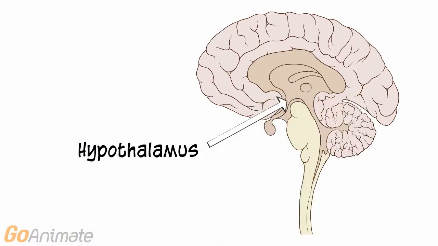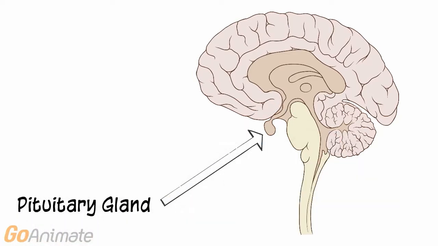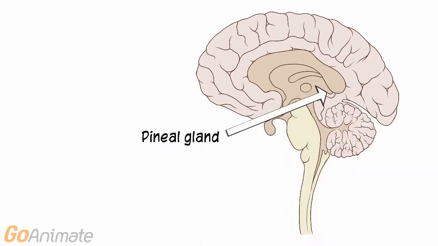The hypothalamus helps to regulate pituitary gland secretions. It also regulates body temperature, thirst, hunger, sexual drive, and is involved with the reticular formation in regulating sleep. The pituitary gland is connected to the hypothalamus via the infundibulum and sits in the sella turcica of the sphenoid bone. The pineal gland is located in the posterior portion of the diencephalon and secretes the hormone melatonin, which helps to regulate sleep.